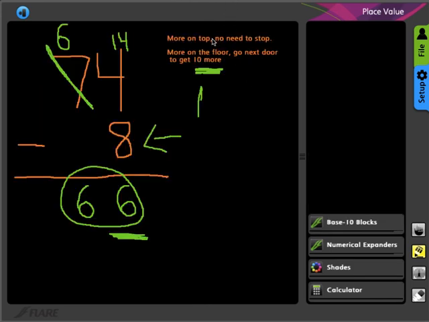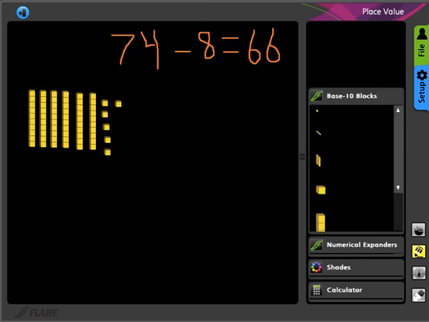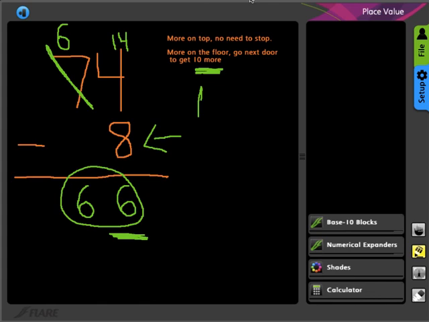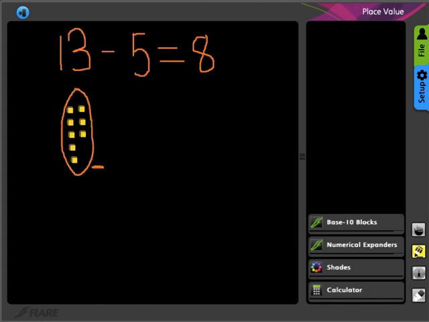So, all you have to do is remember this rhyme, more on the top, no need to stop. If this number was greater than 8, if it was a 9 right here, we could just take 9, take away 8, and then put a 1. There would be no reason to stop. But since there was more on the floor, more on the bottom number, we had to come over to this 7 and take a 10 away from the 7, which left us with 6 tens. Same thing we did over here. We took a 10 block, we traded it for 10 ones and it left us with 6 tens. Okay? Let's try another one.